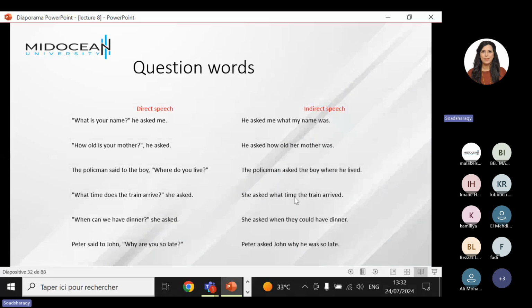When can we have dinner? She asked. Indirect speech, she asked when they could have dinner. And last example, Peter said to John, why are you so late? Indirect speech, so Peter asked John why he was so late.